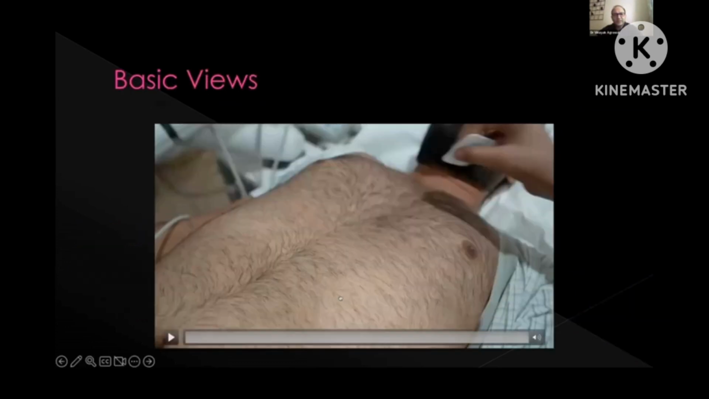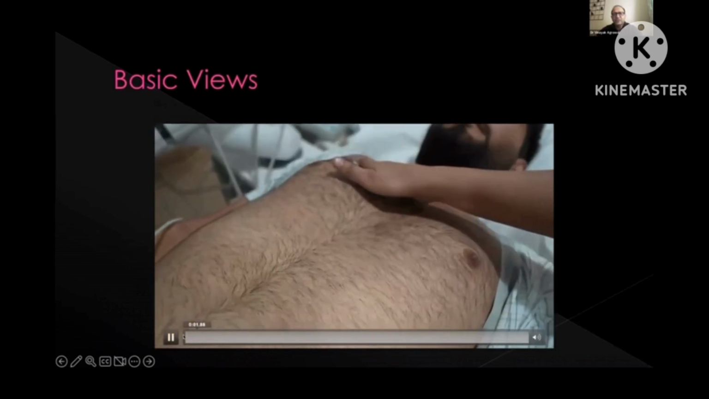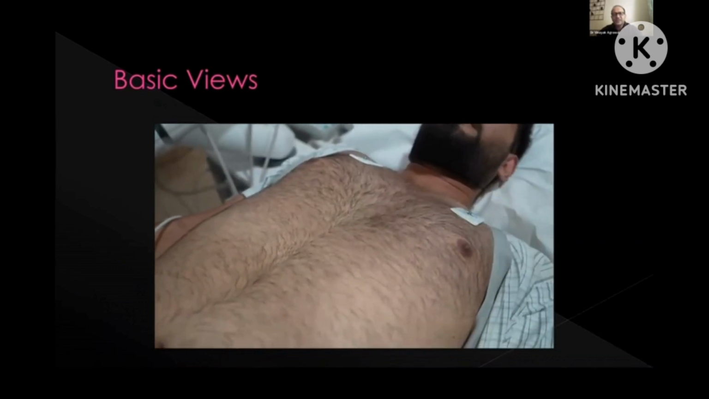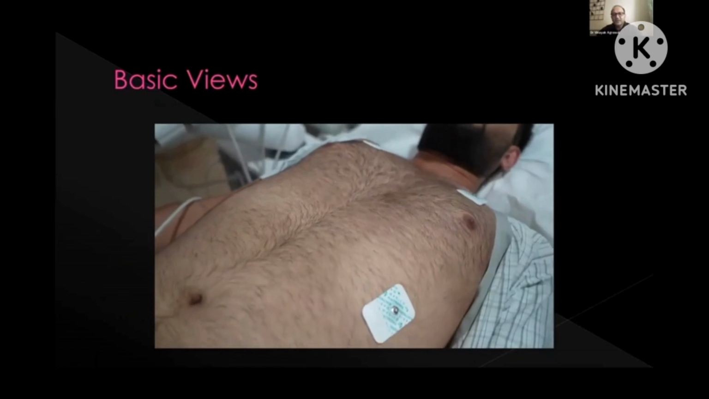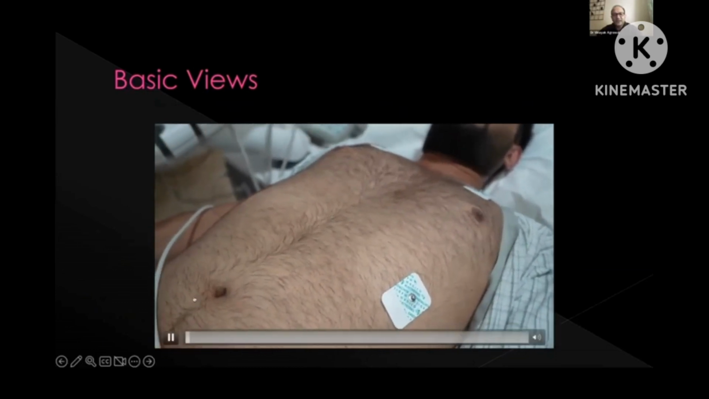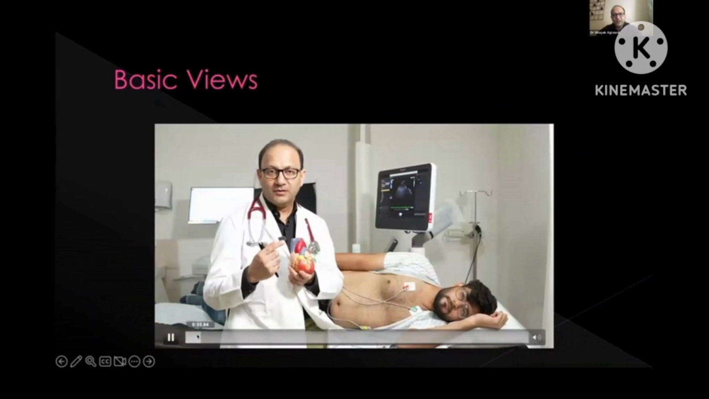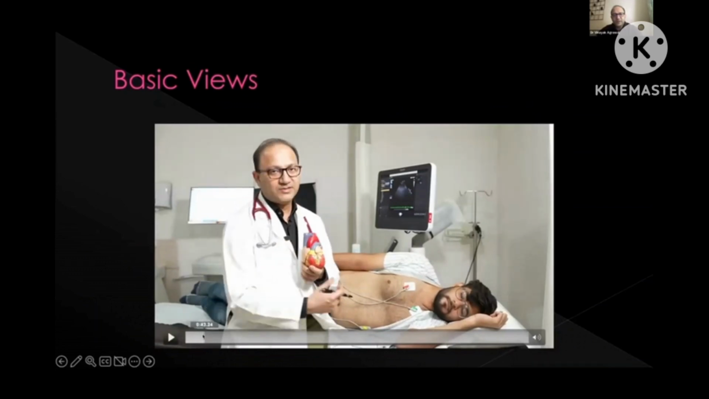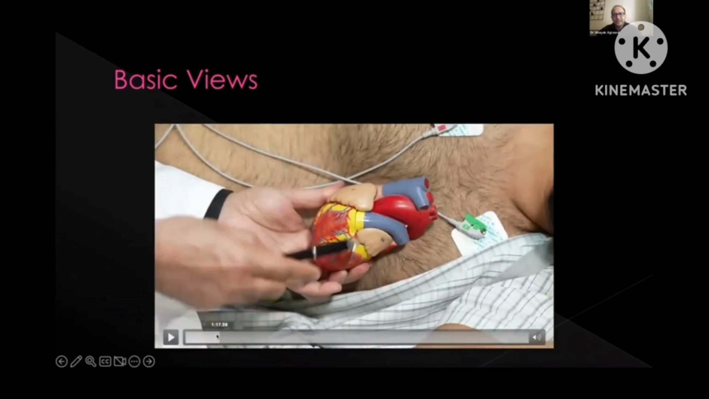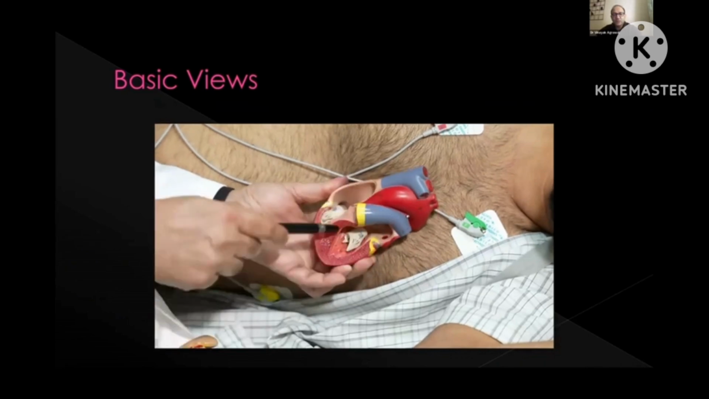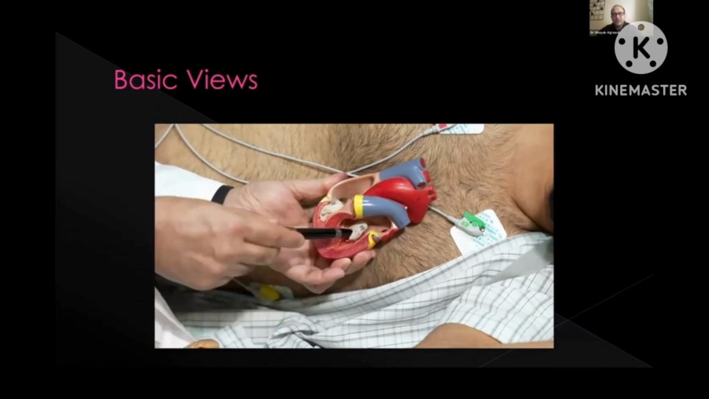For example, we created this video where we show you how to put the leads, starting from the very basics, and then we take you further. We show you, on a body, how the heart is placed in the chest. And when you open it, you see the structures: the valves, the mitral valve, the septum, the tricuspid valve, and its orientation. So the echo-anatomical correlation is extremely important for you to begin.